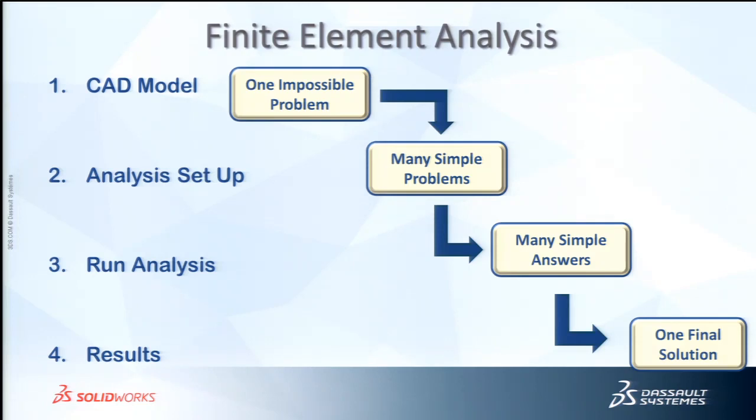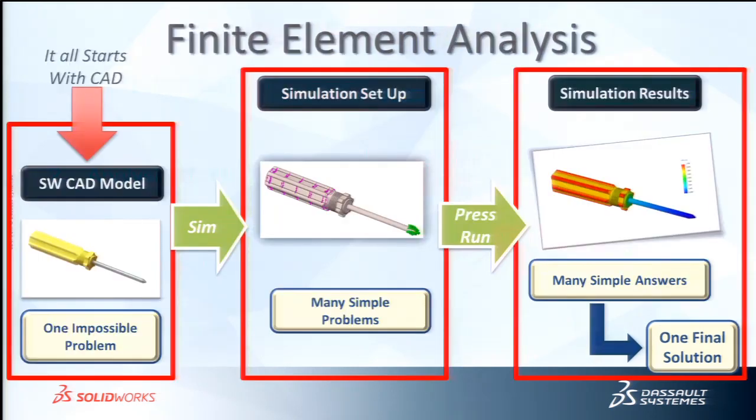We deal with complicated shapes, large assemblies. We can't solve everything all at once. We have to break it up into smaller, simpler problems. Then we press run. The software solves all these equations for us, and it gets all these simple answers to these simple problems, and it stitches them all back together, and that's what we see as results, like factor of safety or any other plots that we get in simulation.